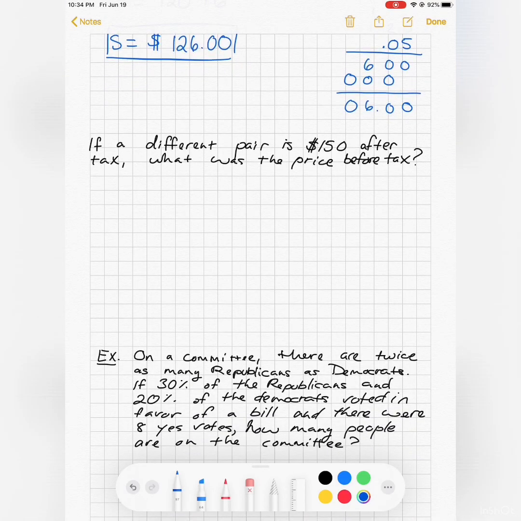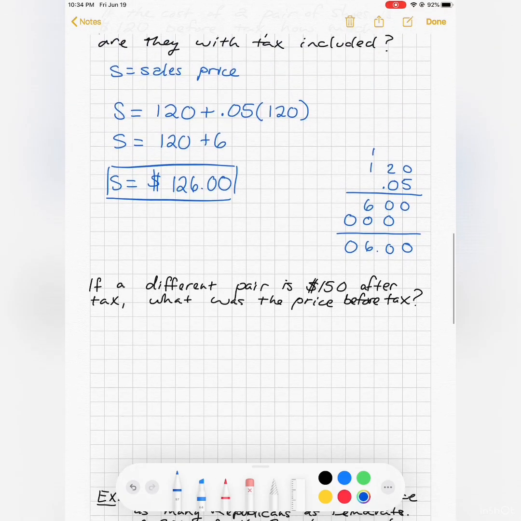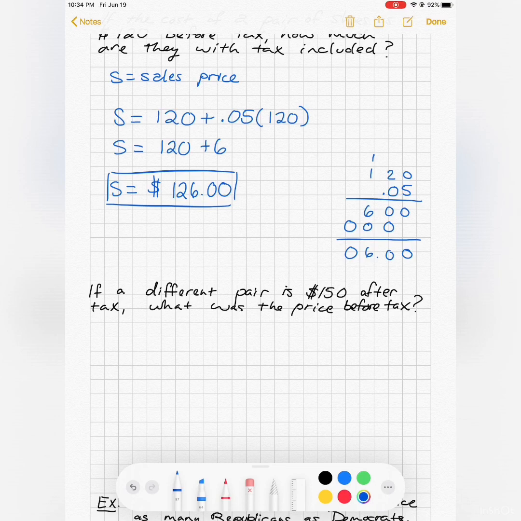If a different pair is $150 after tax, what was the price before tax? Okay, so let me see how this is going to work. So, let's see. So, the sales price is $150. Okay, that's the final price. What I'm looking for is the initial price, and I know I paid 5% in tax. So let's see if this makes sense. This is my first stab at it.